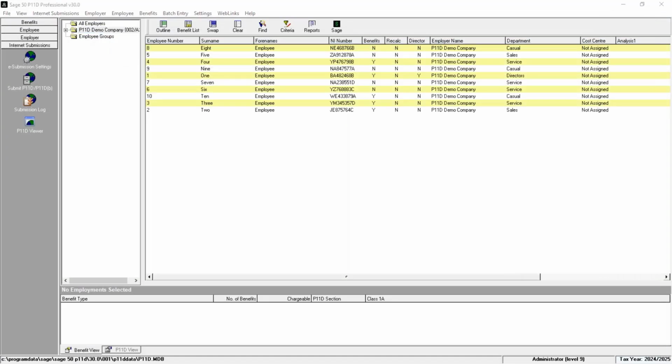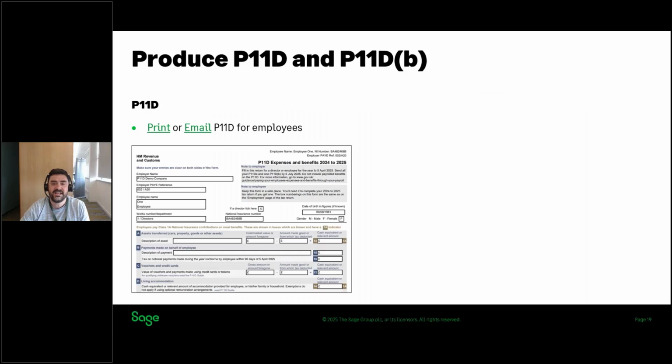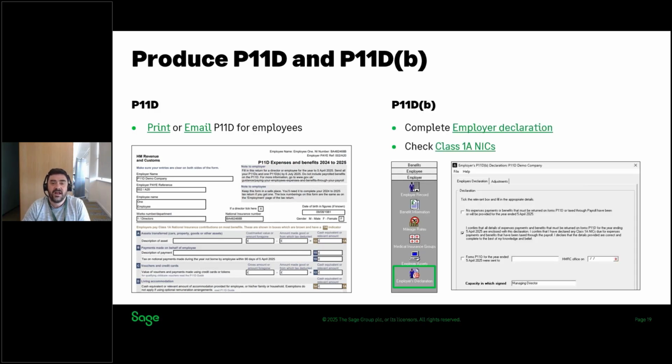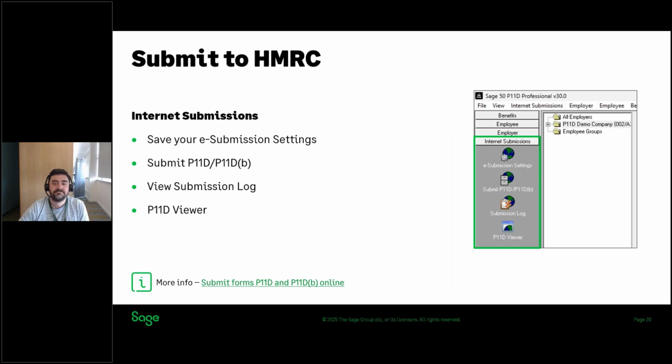So that's my year-end complete. Let's just go ahead and recap those steps again. So P11D, we're creating for our employees. So we can print or email that, and this information will also be submitted to HMRC. The P11DB is the employer's declaration. So make sure you've checked your Class 1A NICs and, if required, entered any adjustments. You save that employer declaration, and then we've seen just how simple it is to submit it. You can only submit once from your P11D software. So if there are any corrections required after the event, that would be done via HMRC's online portal.